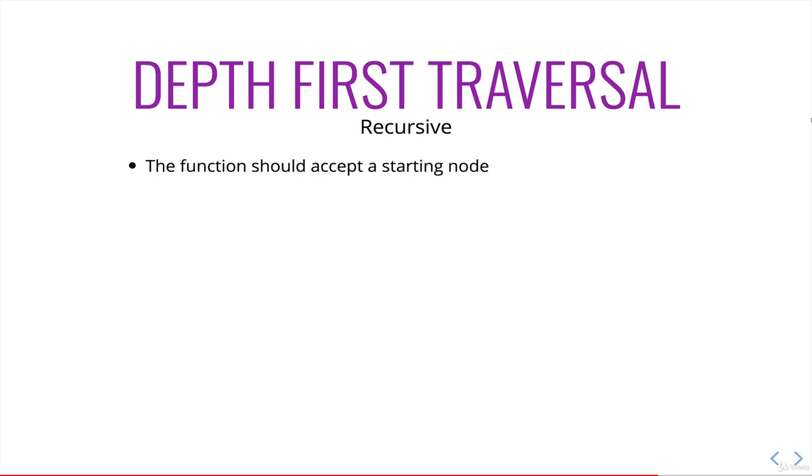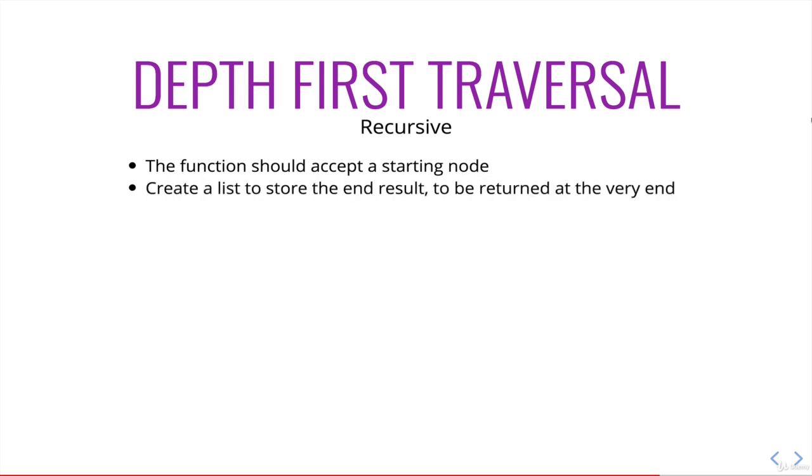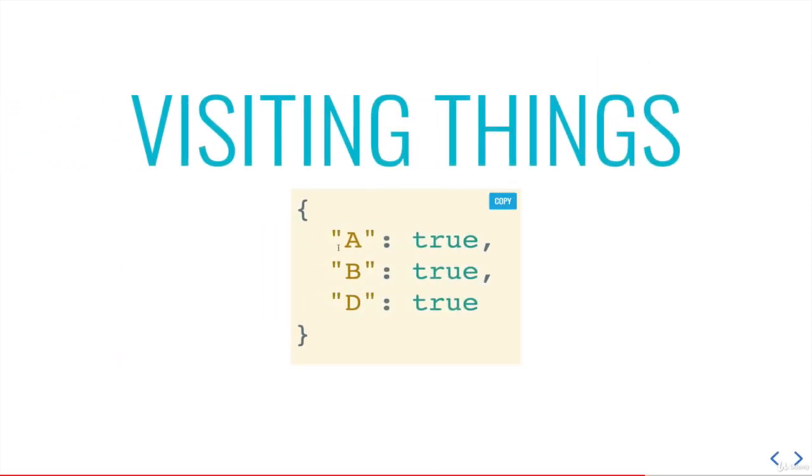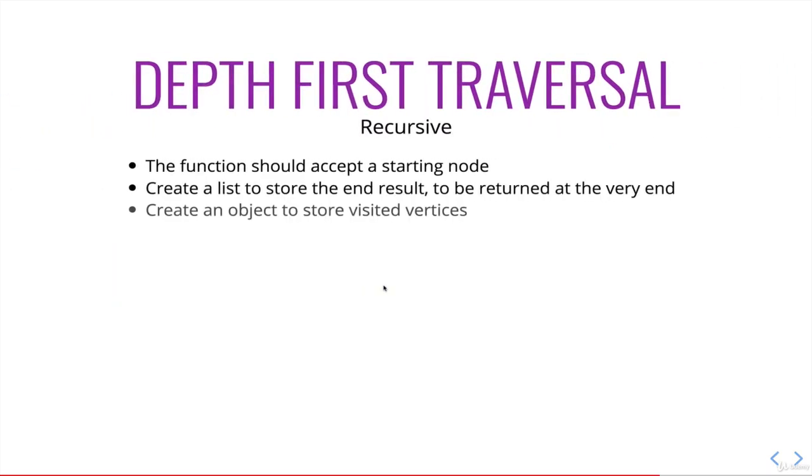So as far as the more explicit, more detailed pseudocode for the recursive version, write a function that accepts a starting node. We'll just go with A for now, but don't make it implicit. Don't set a default. We pass in A. Then you're going to create an empty list, an array, to store the end result that you will return at the very end. So this will store the order. It should be A, and then B, and then D, and so on, if we're starting from A. Create an object to store your visited vertices. That's something like this, but it should start empty.